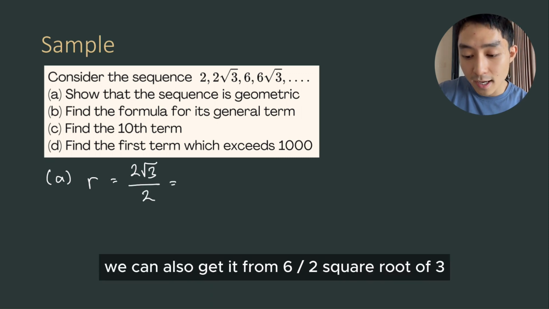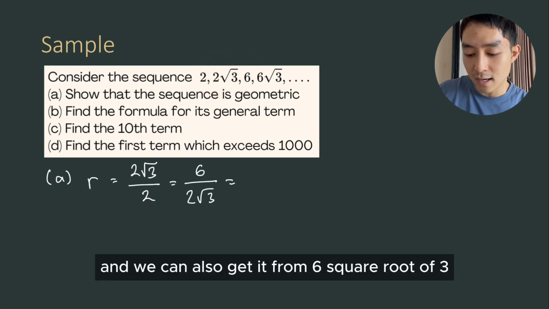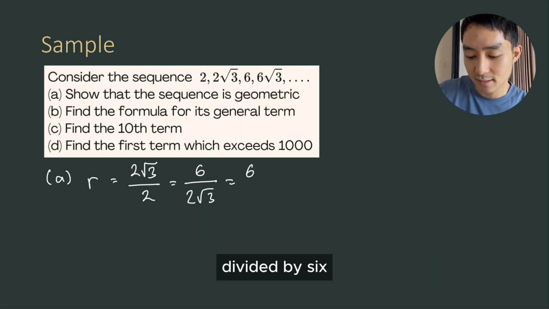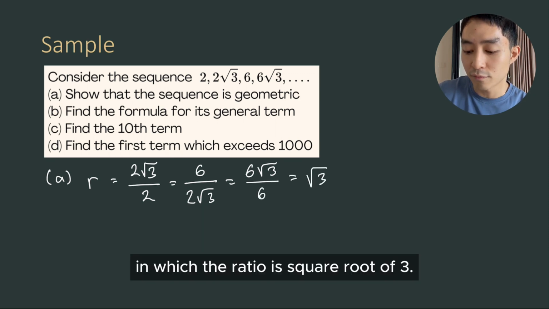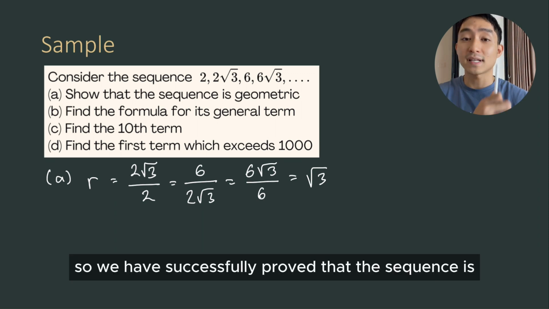We can also get it from 6 divided by 2 square root of 3. And we can also get it from 6 square root of 3 divided by 6. And it will give you the same result, in which the ratio is square root of 3. So we have successfully proved that the sequence is geometric.